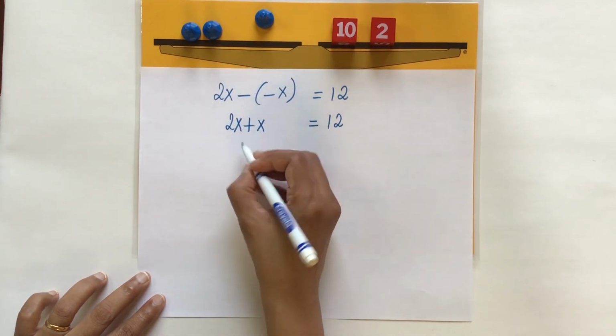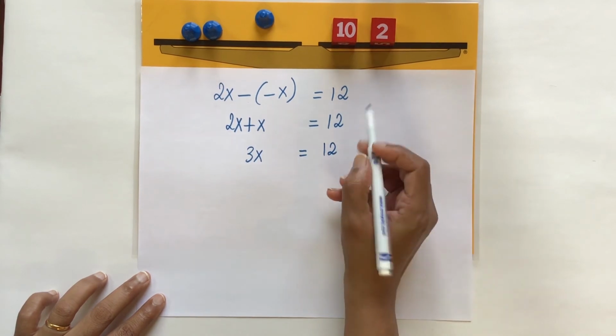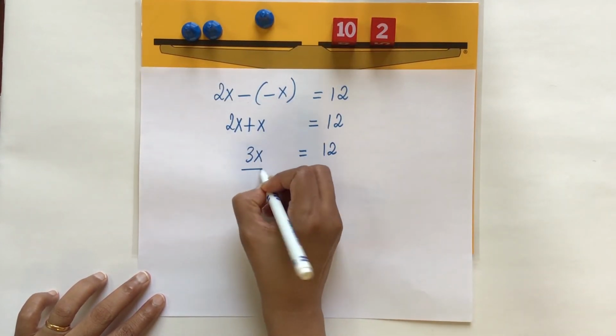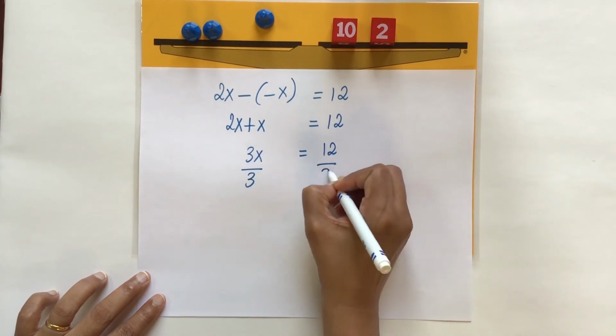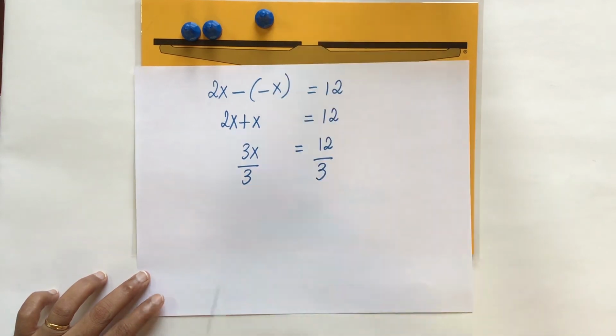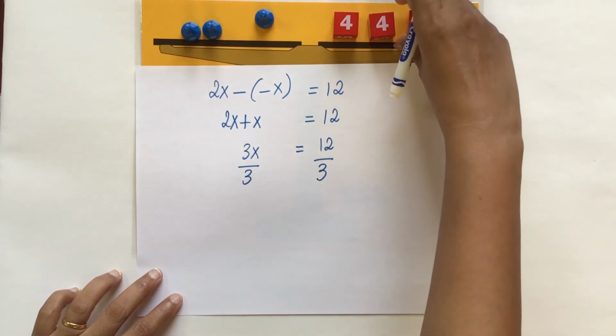So now the left side is nothing but 3x and the right side is 12. We need to divide the 12 among the 3 blue pawns. Let's go ahead and divide by 3 on both sides of the equation. I am going to swap the 12 with 4 plus 4 plus 4.